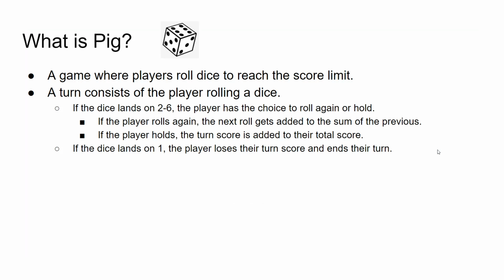So, what is Pig? Pig is a dice game where players roll the dice, originally only one die, to reach the score limit of 100. A turn consists of the player rolling a die. If the die lands on 2 through 6, the player has the choice to roll again or hold. If the player rolls again, that next roll gets added to the sum of the previous. Once the player chooses to hold, that turn score is added to their total score. But if the die lands on 1, the player loses their turn score and ends their turn.